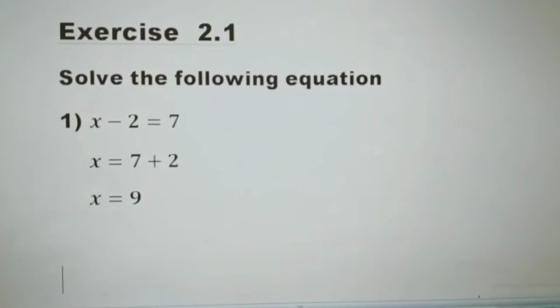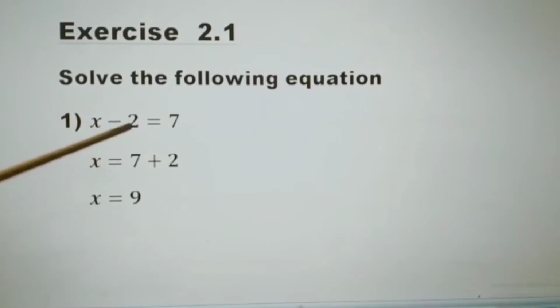Students, we are going to solve some questions from exercise 2.1. Solve the following equation. First question is x minus 2 equal to 7. Here we have to find the value of the alphabet. What is the alphabet here? Here the alphabet is x.